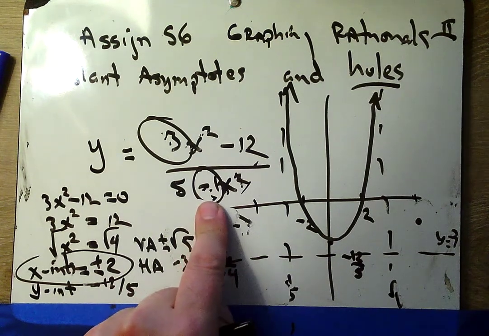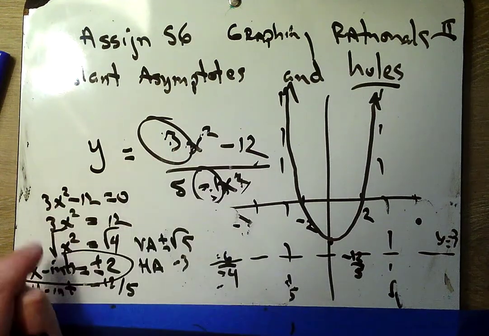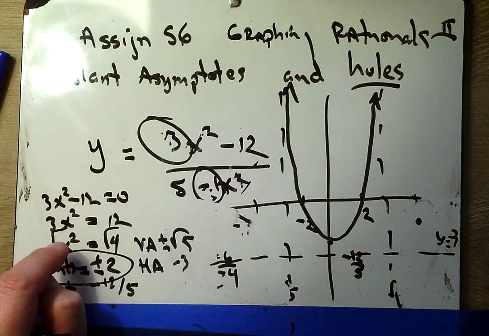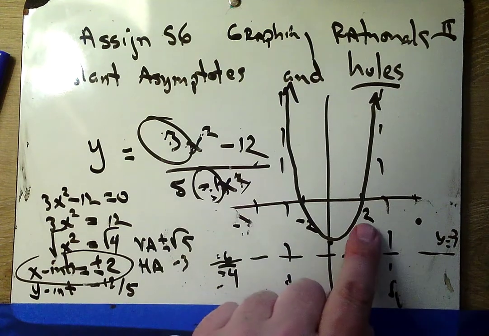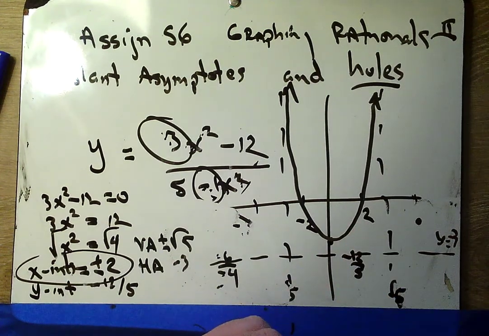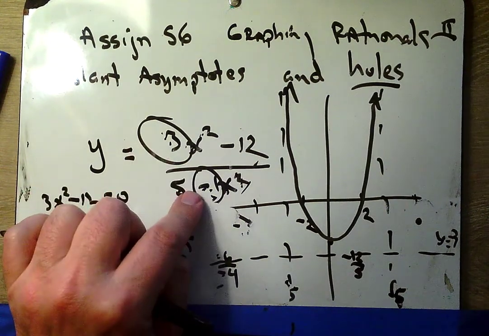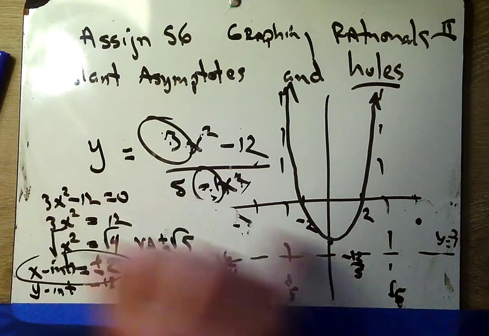Yeah, those are correct. And I added 12 and divided by 3 to get 4. And I took the square root and I have plus and minus 2 for x-intercepts. And the square root of 4 is definitely smaller than the square root of 5. Huh. And this is a 3, and this is a minus 1. And so I do have negative 3 here.